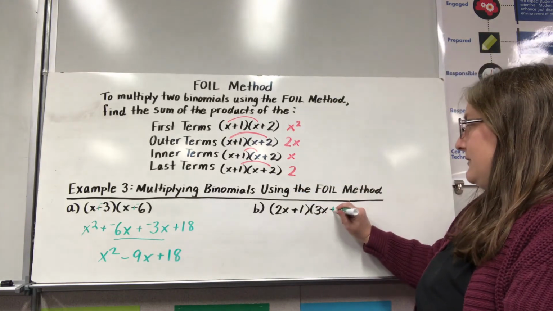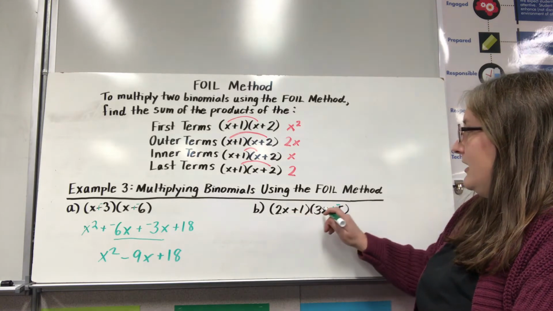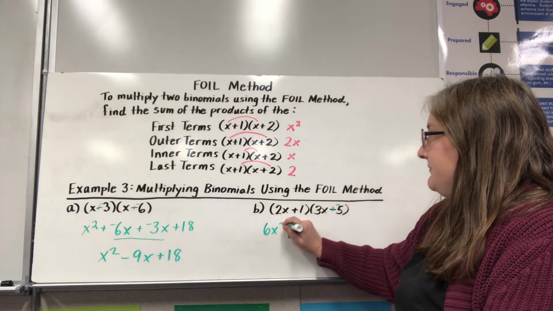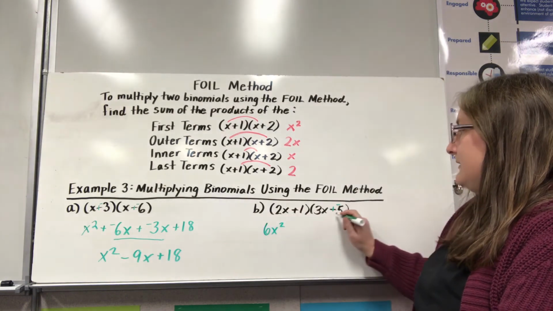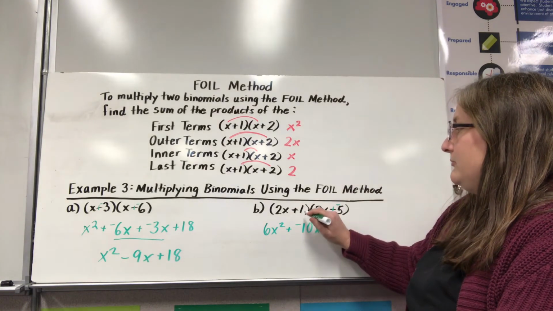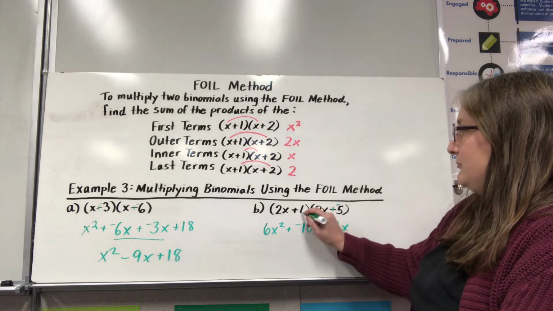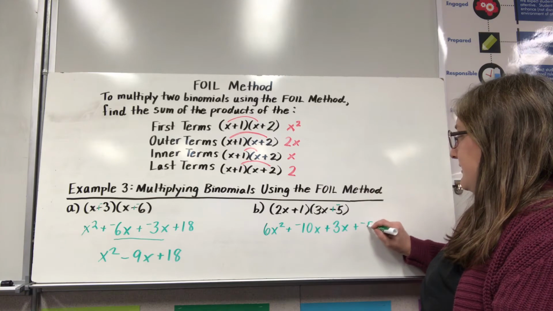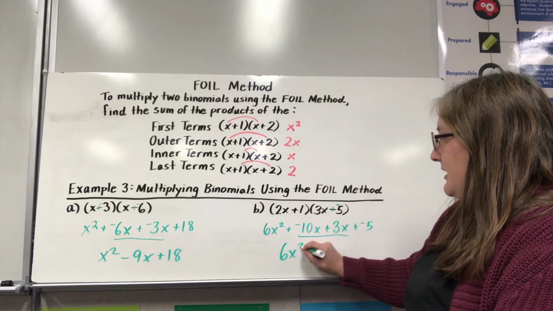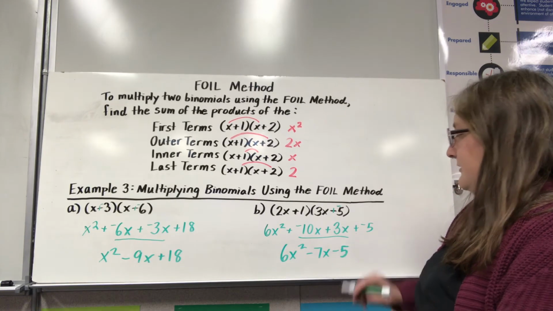Here I'm going to change this to add the opposite. So in this case, I'm doing first terms. 2x times 3x will give me 6x squared. Then outer terms, 2x times negative 5 gives me negative 10x. My inner terms, 1 times 3x will give me 3x. And finally, my last terms, 1 times negative 5 will give me negative 5. These two in the middle can be combined, and I have 6x squared minus 7x minus 5 for my final answer.